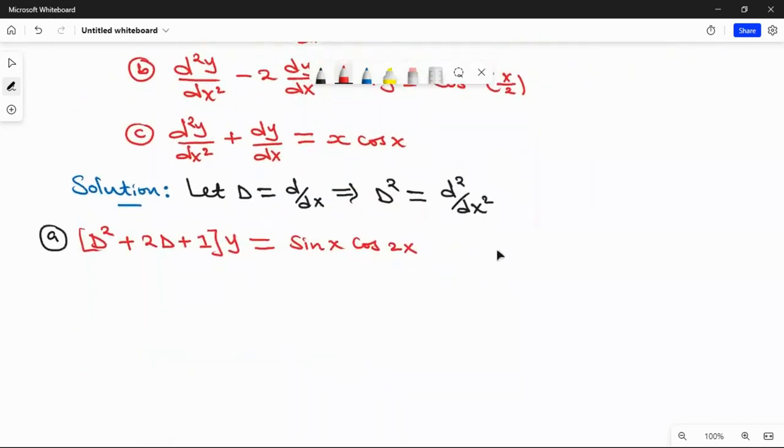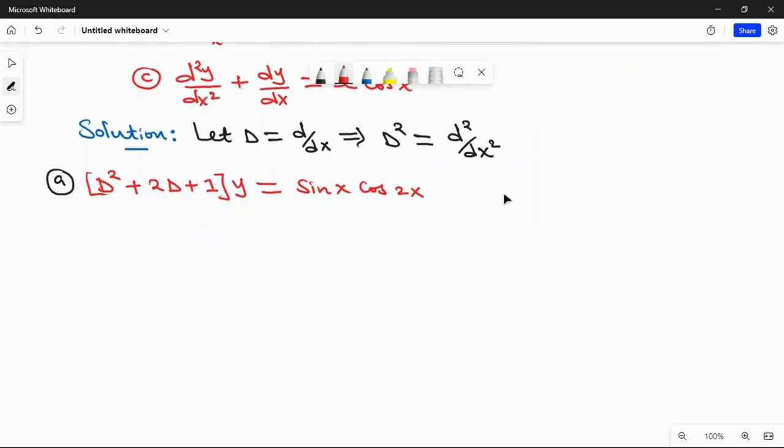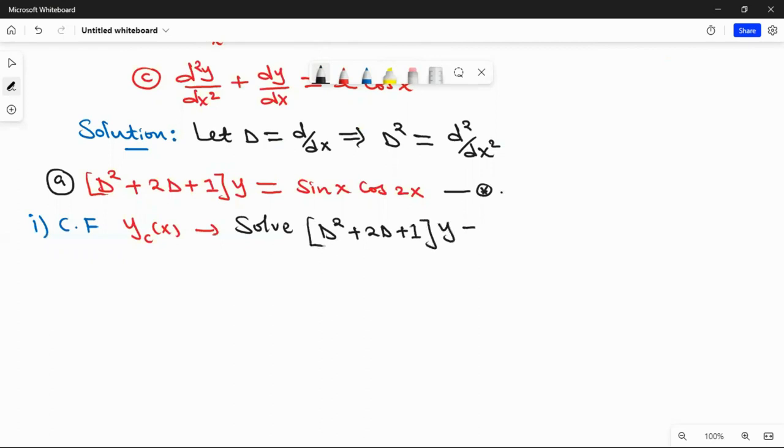So this is a non-homogeneous ODE. It has two solutions. The first one is the complementary function, and the second solution is the particular integral. So let's start by finding the complementary function, which we denote by y subscript c of x. For us to get this solution, we need to solve the homogeneous part of this equation. Let's call it equation star. The homogeneous part of that equation is D squared plus 2D plus 1 operating on y to give us 0, when the right hand side is 0.